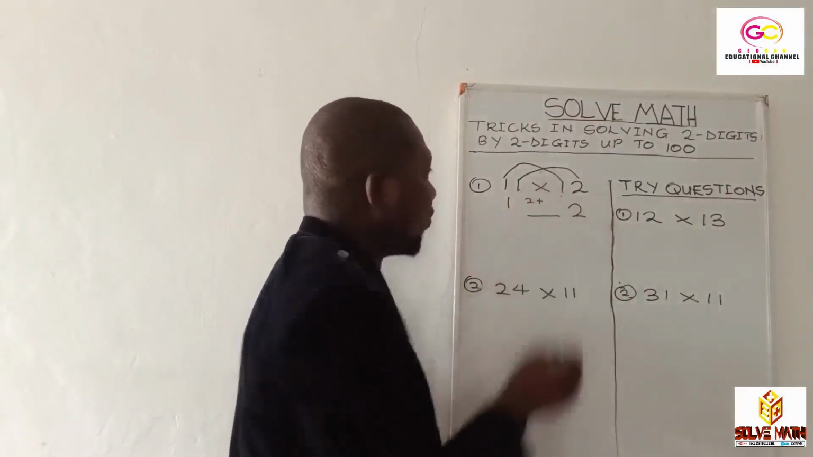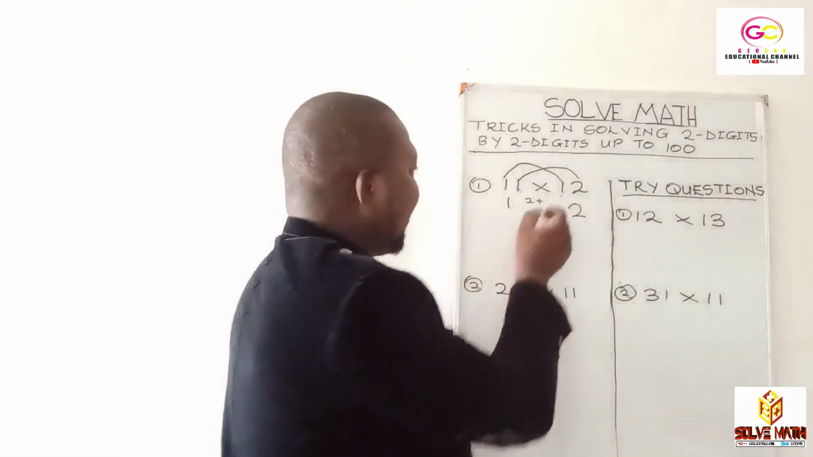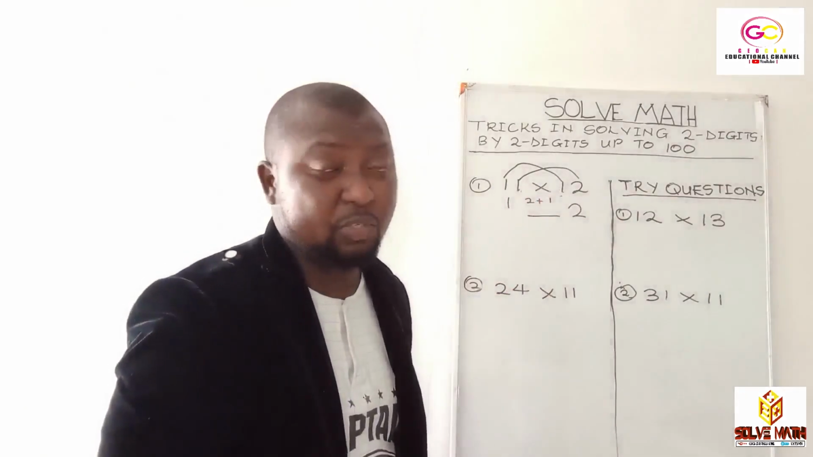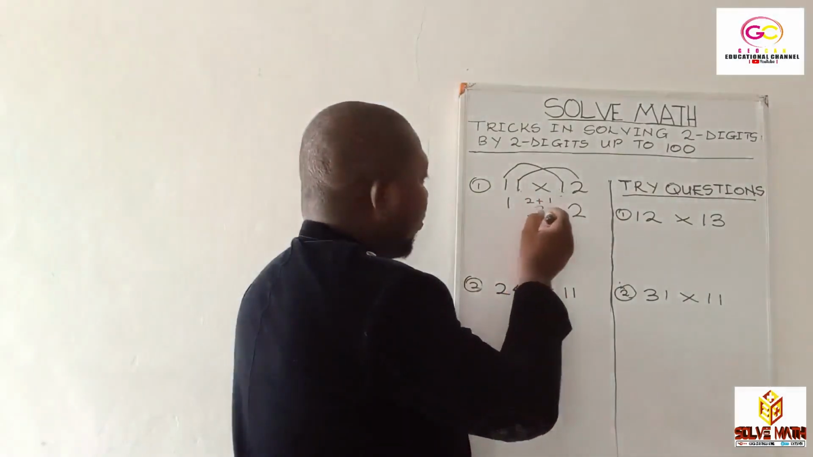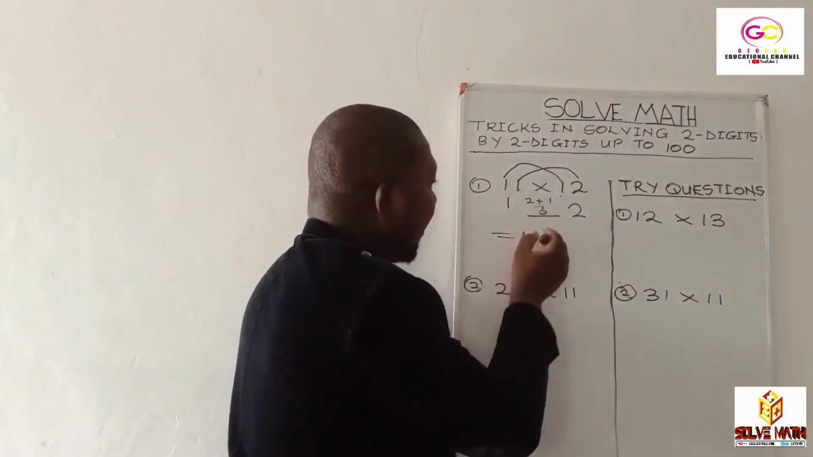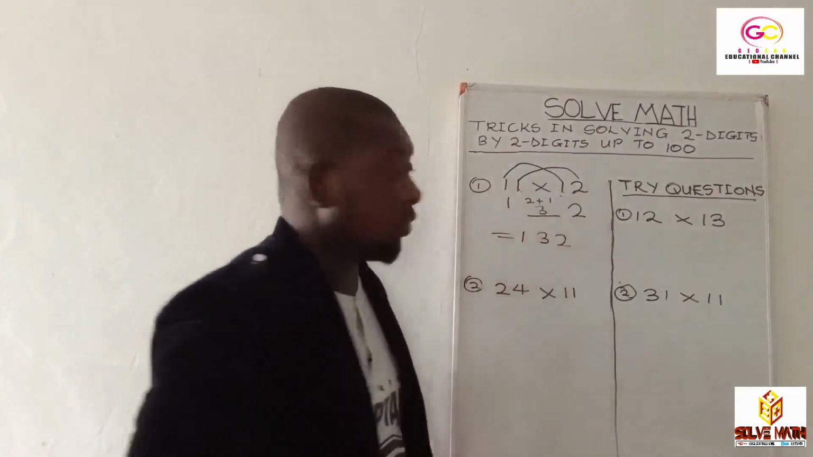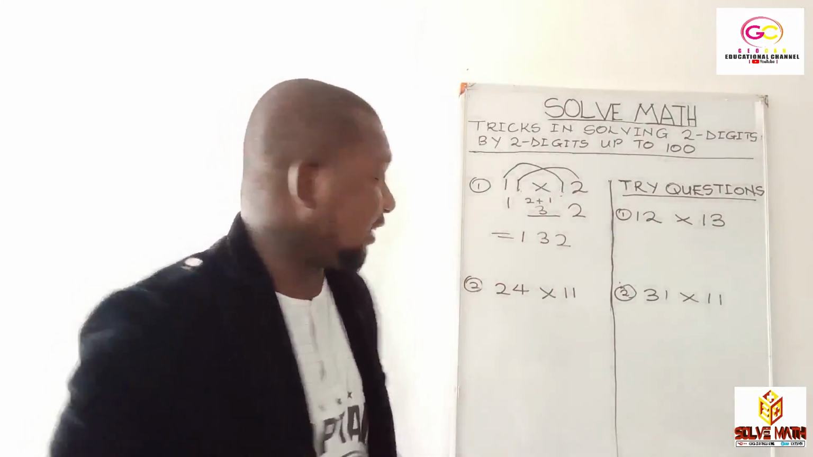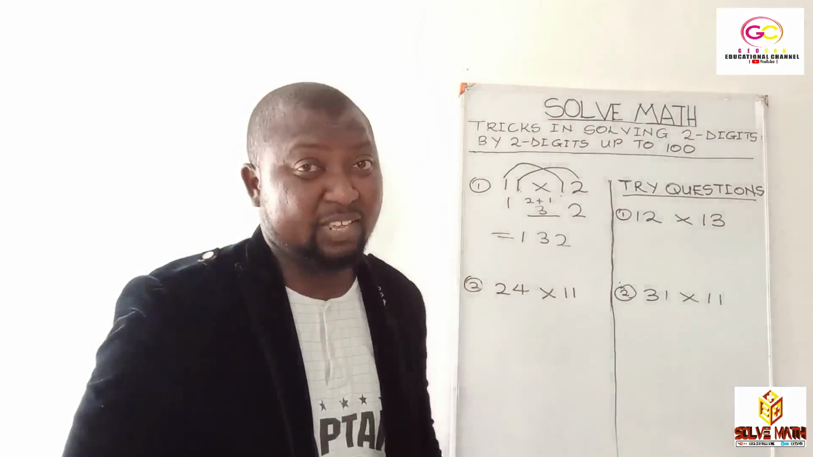So 1 times 1, which will give you what? 1. Good. So you have 2 plus 1. Just sum it, which will give you what? 3. Good. What it simply means is that the answer is 132. So 11 times 12 is 132. We've used the tricks. I hope you got it. Let's look at the second one and you understand it the more.